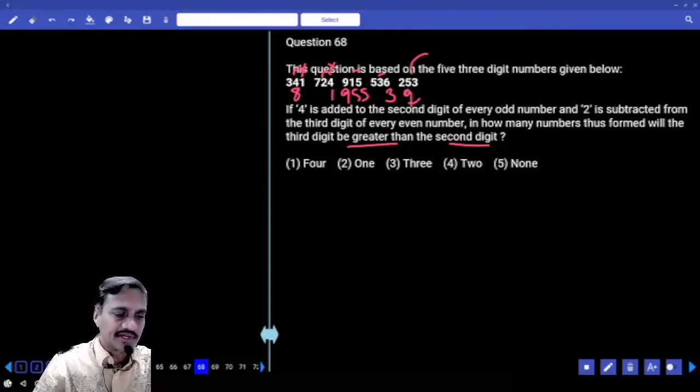And 2 is subtracted from where? 2 is subtracted from the third digit of every even number. Even number, 2 is subtracted, this will be 4. And 6 and 4, now 3 and 4, hence only one such number. That is the choice for question number 68.